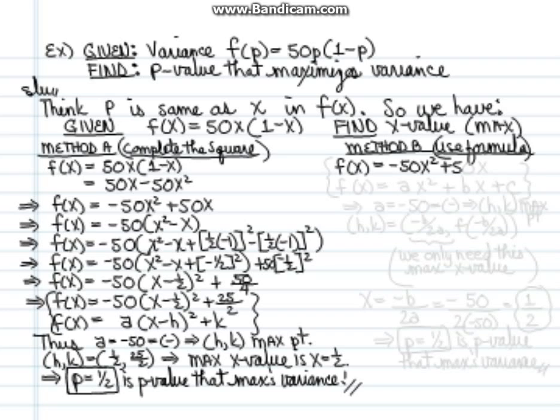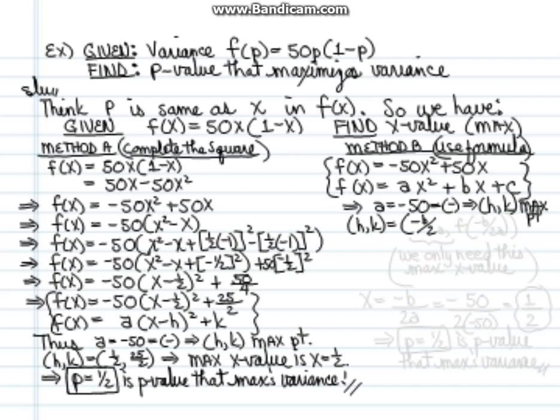Here we have f of x equals negative 50x squared plus 50x as before. That's ax squared plus bx plus c. So the a value is negative 50. That means it's negative, and that implies the vertex will be a max point as before. So our vertex hk, well, the formula is that h is negative b over 2a and k is f evaluated at h. So we only really need this x value. It's the maximum x value.